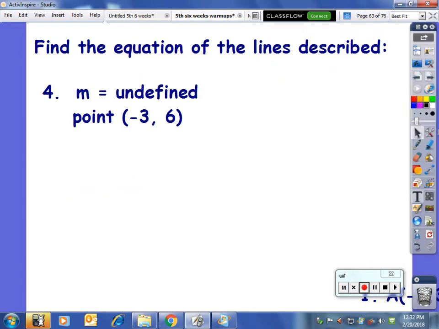Did somebody say guess? Well, guess. Well, your conduct grade is what it is.